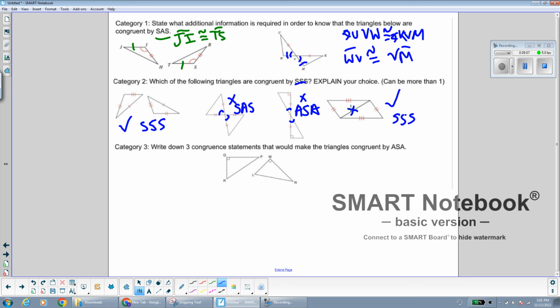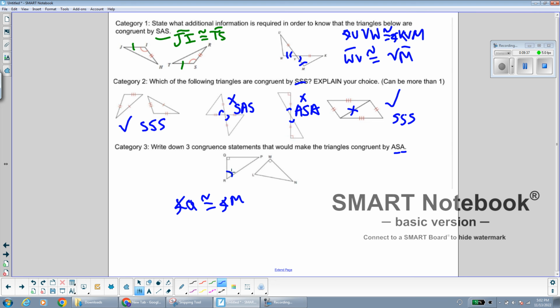And finally, write down three congruent statements that would make the triangles congruent by ASA. The congruent right angles are already here, so I'm definitely going to use that as one of my pairs of angles. Angle Q is congruent to angle M. I need another angle, and I need a side in between the two angles. Since the side needs to be in between, let me pick the other angle first. I can pick either angle R or angle P in this triangle, so I'll just pick angle R.